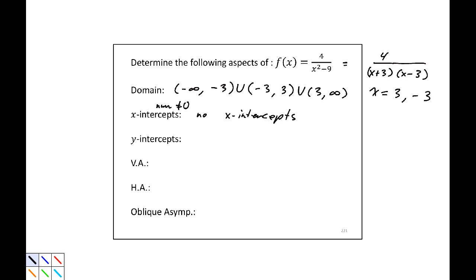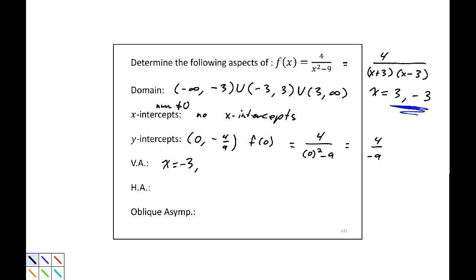Now for the y-intercept, we can again calculate f of 0, which is 4 divided by the quantity 0 squared minus 9, which would be 4 divided by negative 9. So our y-intercept is the point (0, negative 4/9). Because no factors cancel in this, our vertical asymptotes occur at the values we found earlier: x equals negative 3 and positive 3.